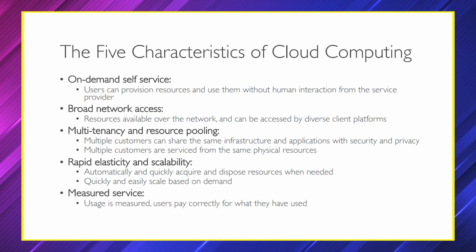Again, we have rapid elasticity and scalability. We can automatically and quickly acquire and dispose of resources whenever we need. So if the demand is more, we can ask for more hardware. If the demand is less, we can go for less hardware as well. We can quickly and easily scale based on the demand. We will see that again in the AWS sessions. And we have a measured service. The usage is measured. The users pay correctly for what they have used, and they do not pay for whatever they have not used.